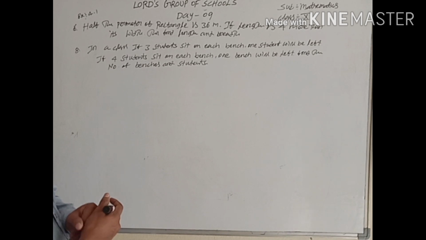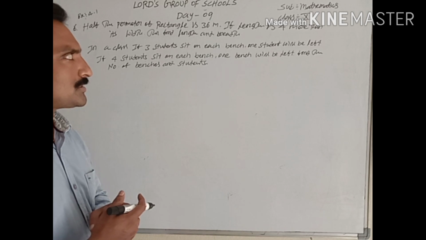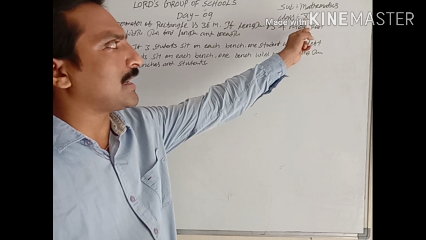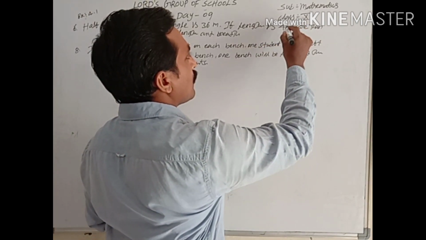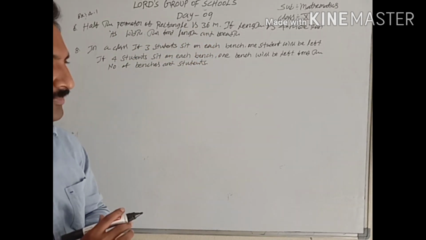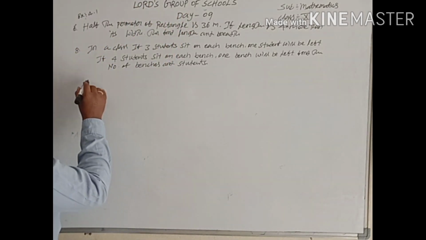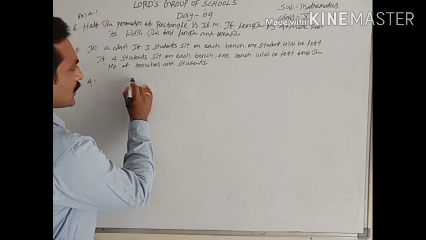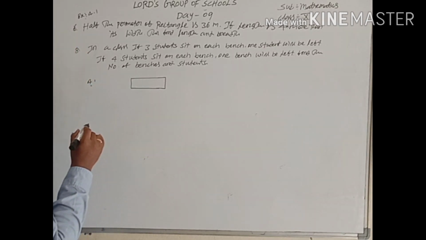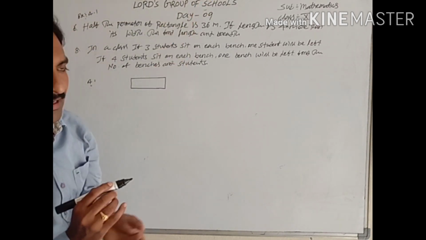Next, in problem 4.16: the perimeter of a rectangle is 36 meters. If the length is 4 meters more than its width, find the length and the breadth. This problem is totally based on the rectangle. Now the answer. So you draw one rectangular figure. The perimeter of the rectangle is said to be 36 meters.